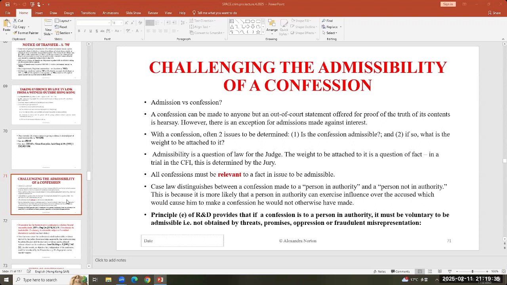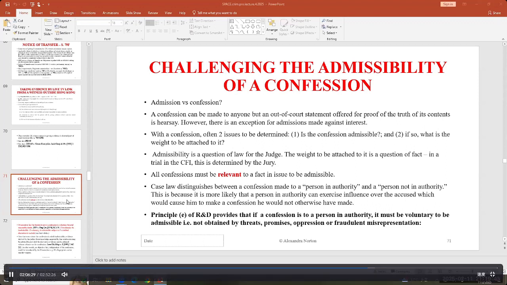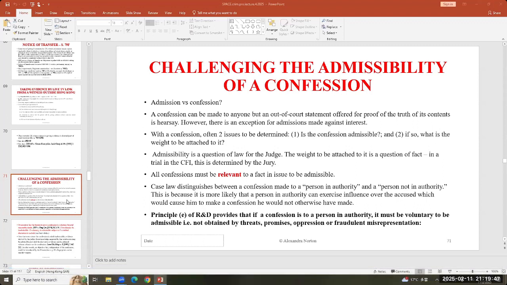But if the confession is inadmissible, then it shouldn't be referred to in front of the jury, except if the defendant himself, for tactical reasons, chooses to refer to the involuntary or inadmissible confession. Okay, we'll talk about that in a minute.